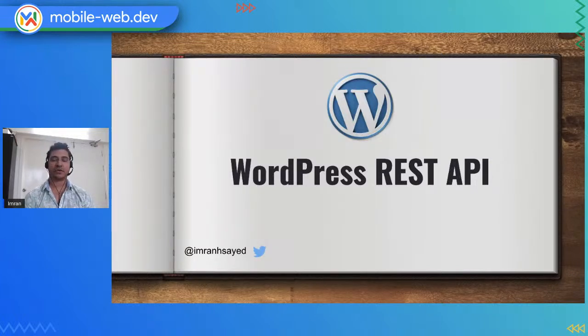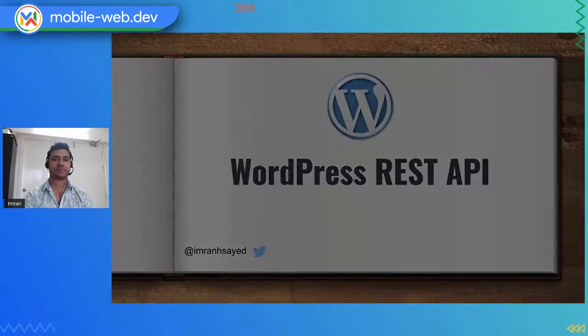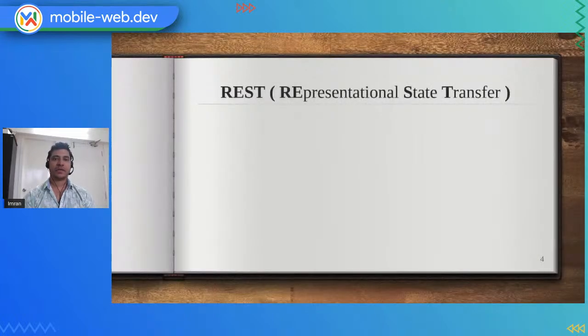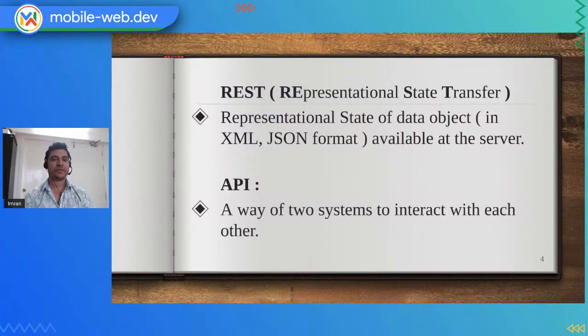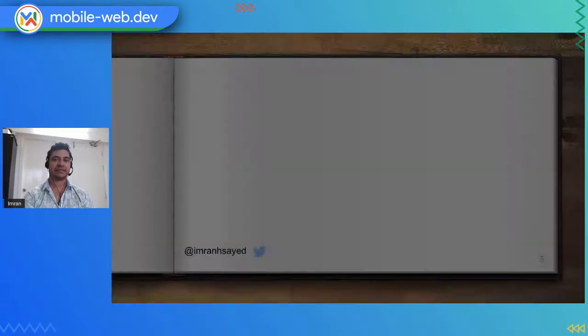But let's focus on the WordPress REST API and keep it simple for now, because I'm sure many of you must be familiar with the REST API concept. So what is REST? REST is basically representational state transfer, and it is a representational state data object in XML or JSON format, which is available at the server. And API is basically a way for two systems to interact with each other. So that's a basic explanation of what REST API is.